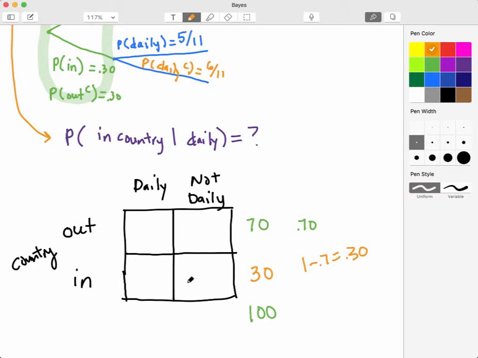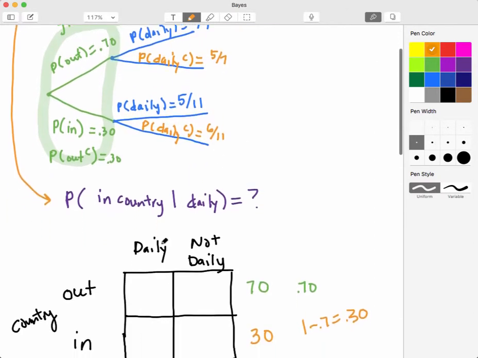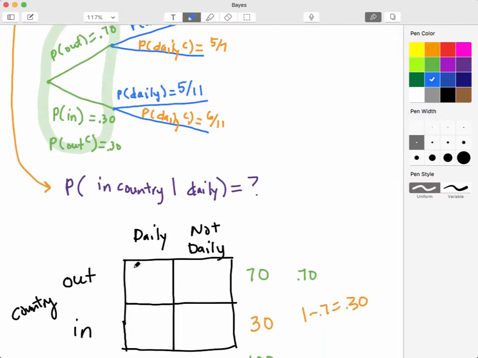Now, the next facts. So go back up here to our tree diagram. It said that if you're outside of the country, the chances that you log on daily were 2/7. So outside of the country and logging in daily, 2/7 of those people logged in daily. So I'm just going to put that 2/7 right here for a second. I'm going to come back and figure out how many people were logging on daily. And then similarly, if you're inside the country, the chances of logging on daily were 5/11. So I'm going to put a 5/11 right here. Just a little reminder for me to do my math later.